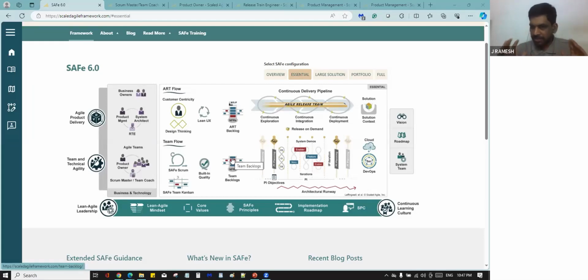Anybody can unmute and say yes before I go to the next level. Just two basic levels explained: one is the Scrum Master, another one is the product owner.